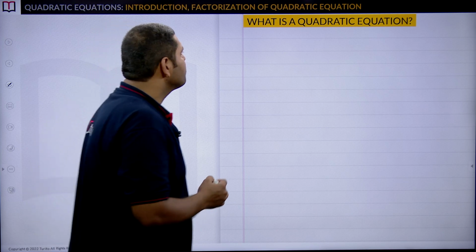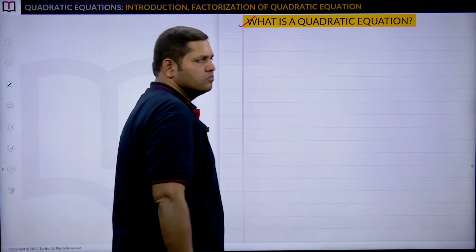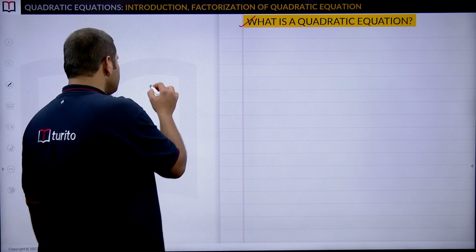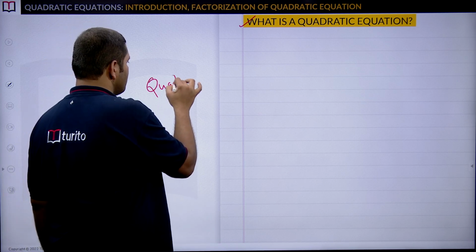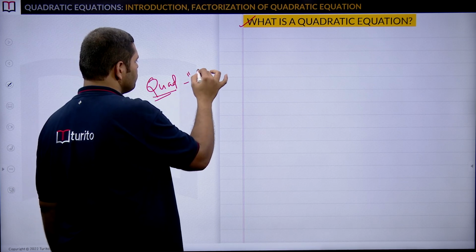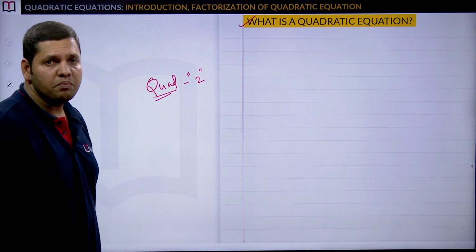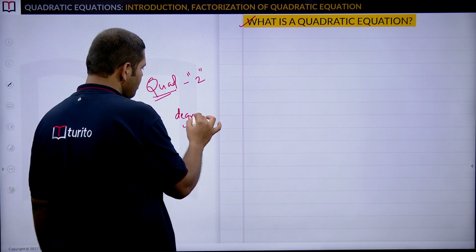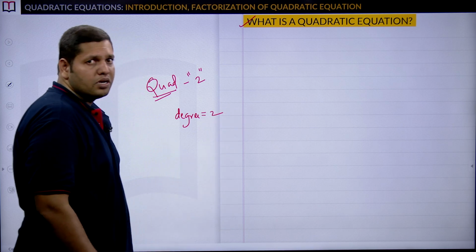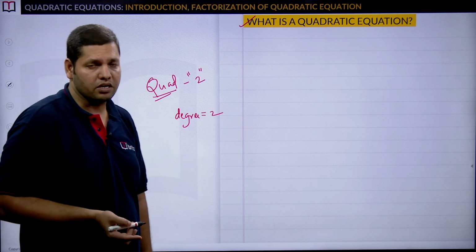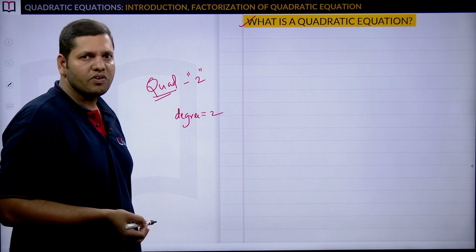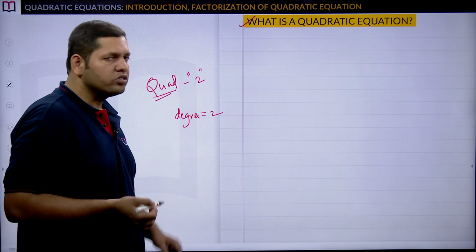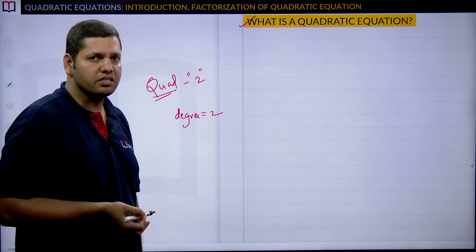Now, children, what is a quadratic equation? Can you tell me? How can we define a quadratic equation, children? Quadratic equation means, first, quad. Quad means 2, isn't it? So quadratic means the degree is 2. If the degree of any polynomial is 2, children, then we can say it is a quadratic polynomial. So quadratic equation means the equation whose highest exponent value is equal to 2. So that is called a quadratic equation, isn't it?